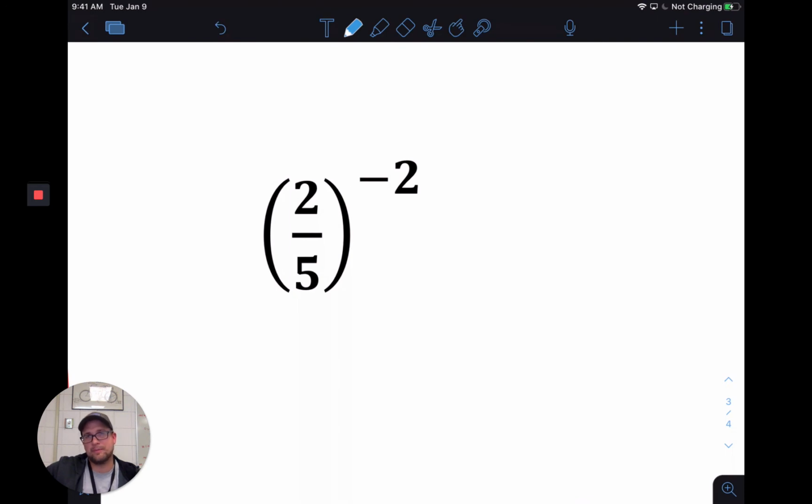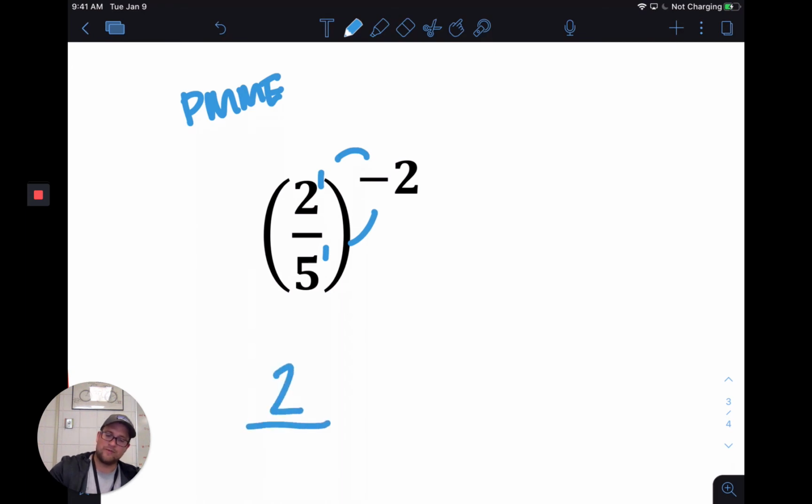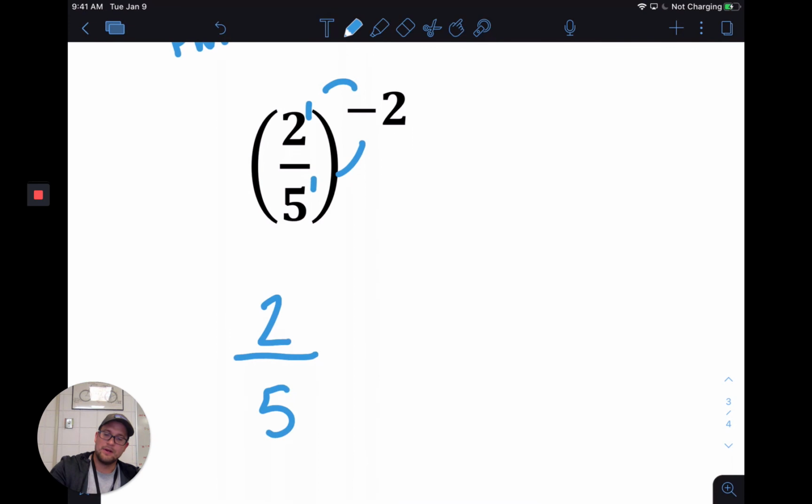Wonderful. Here's another problem for us. You can tackle this problem a couple of different ways. The way I think I'm going to show you is let's just be consistent with that PMME idea, and I'll show you a second way after that. So if I was doing this by PMME, I would have to put in my 1s before I can multiply exponents. And I know I'm going to multiply to there and to there. So I'm going to end up with 2 over 5. My bases don't ever change here, but my exponents do. 1 times negative 2 would be a negative 2. 1 times negative 2 would be a negative 2.